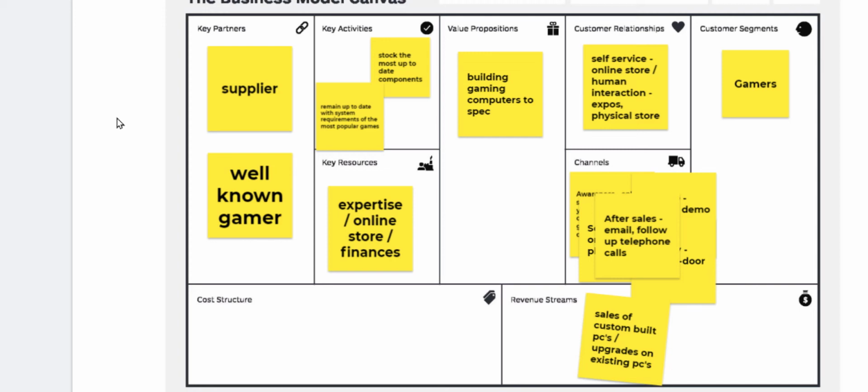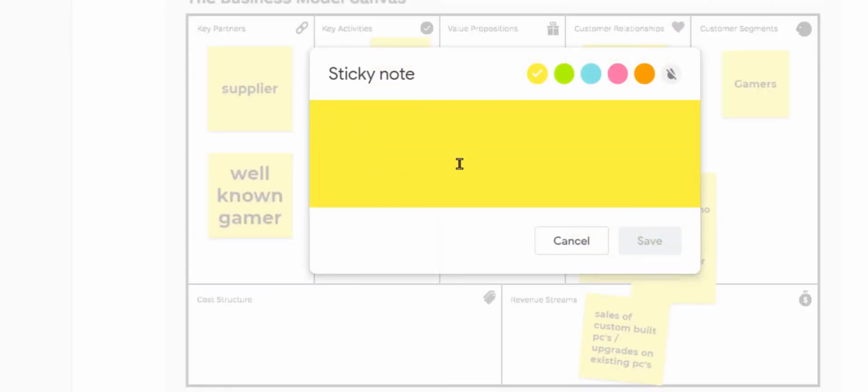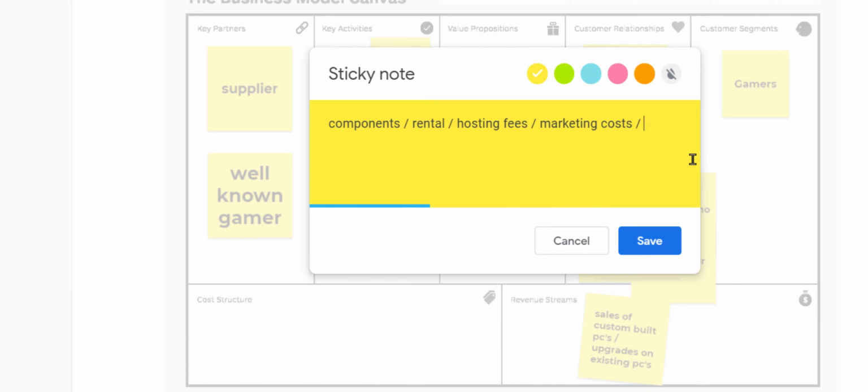Cost structure. So what is this going to cost? So let's think of the costs a little bit in terms of this. We'll have the components that we'll need to purchase. We'll have to pay rental for premises. We'll have to pay hosting fees. There will be some marketing costs in terms of social media campaigns, etc. There might be commissions if the expertise that you get in works on a commission base. What else? So there could be other salaries as well. And yeah, let's stick to that for now.